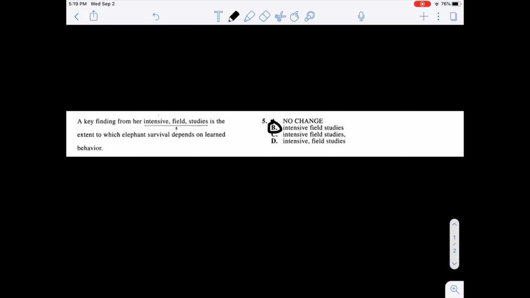So our answer in this case is B, because it doesn't have the comma between "intensive" and "field," like D or A. And the reason that it isn't C is because C has this comma right here, and it doesn't need a comma at this part after "studies," because this whole thing that I underlined right here is our subject, and that right there is our verb. So the whole subject is "a key finding from her intensive field studies," and then the verb is. So separating the subject and the verb with a comma is something that you shouldn't do. So we leave the comma out. So C is also incorrect. So our answer is B.